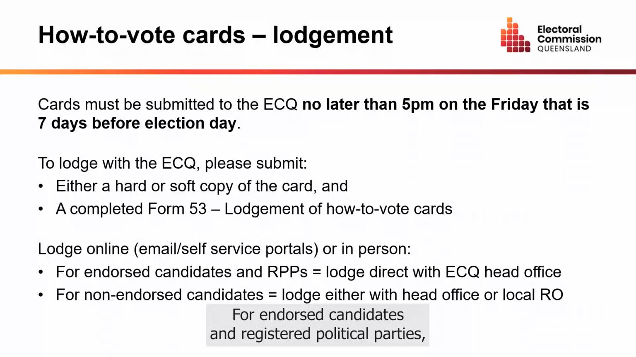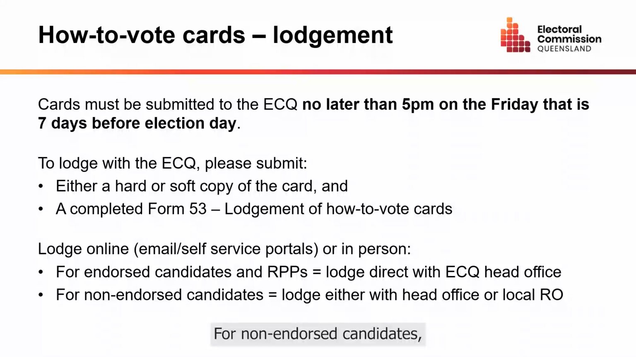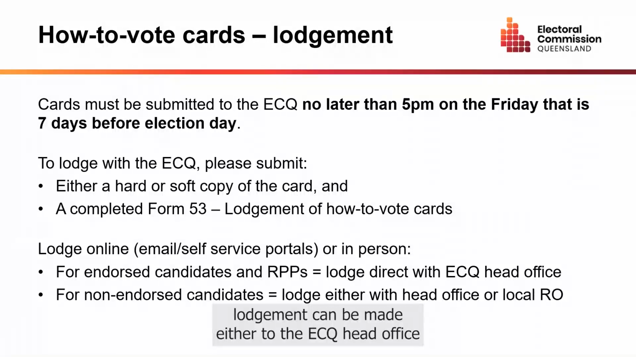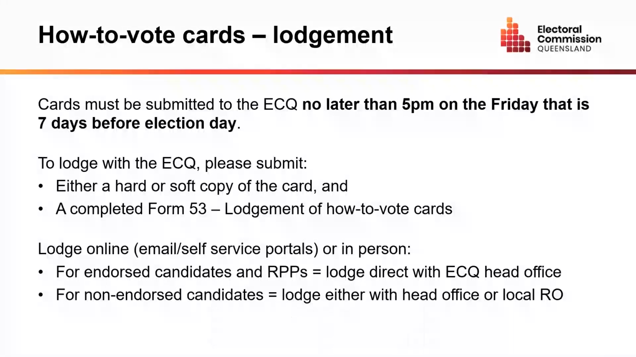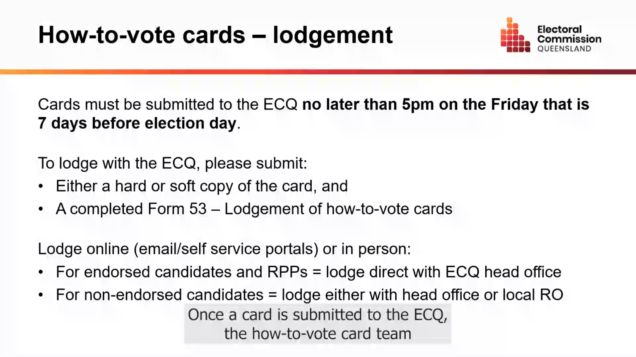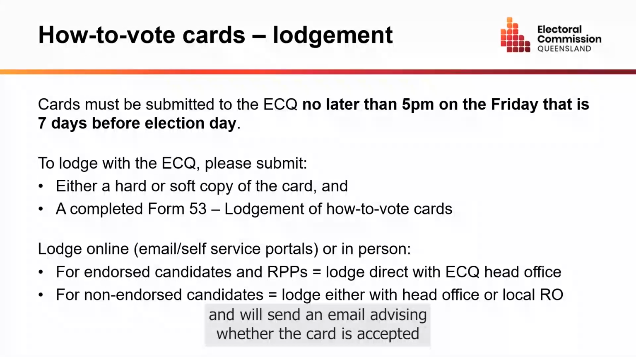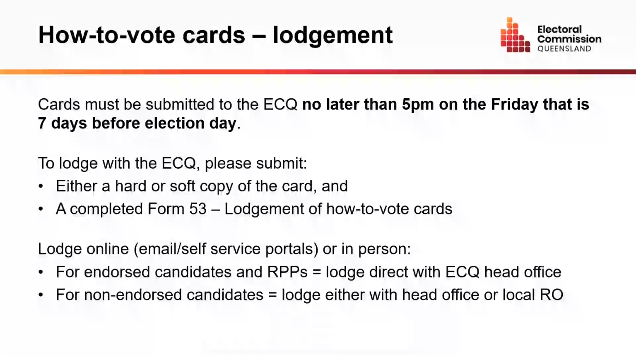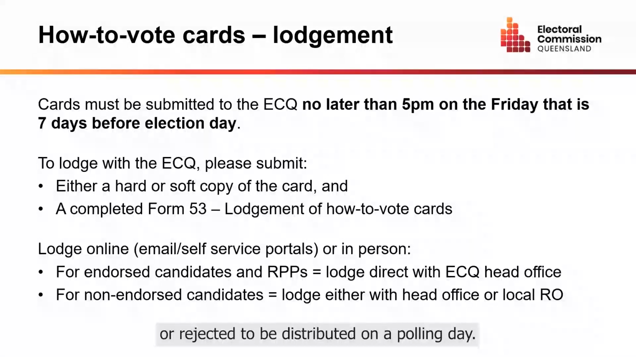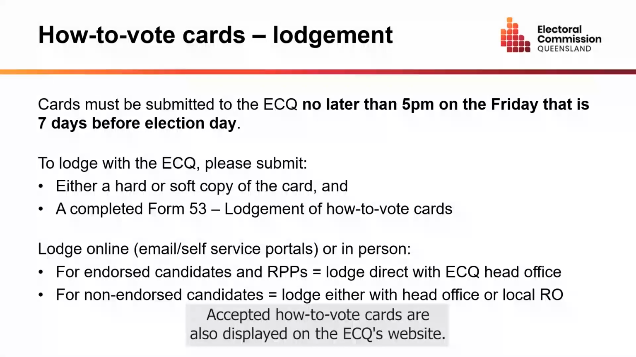For endorsed candidates and registered political parties, lodgement must be directly to the ECQ's head office team. For non-endorsed candidates, lodgement can be made either to the ECQ's head office or to the candidate's local returning officer. Once a card is submitted to the ECQ, the How to Vote card team will check that the How to Vote card meets its legislative requirements and will send an email advising whether the card is accepted or rejected to be distributed on a polling day. Accepted How to Vote cards are also displayed on the ECQ's website.